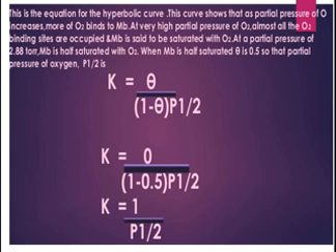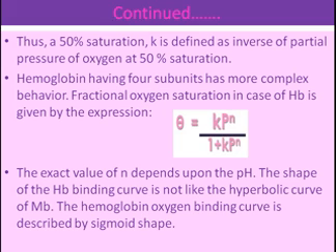This is the equation for the hyperbolic curve, which shows that as the partial pressure of oxygen increases, more oxygen binds to the myoglobin as compared to the hemoglobin, so it will be reduced to half. So when the myoglobin is half saturated, theta will become 0.5 and the partial pressure of oxygen will become P by 2, meaning it will become half. On substituting the value, you will get the expression.